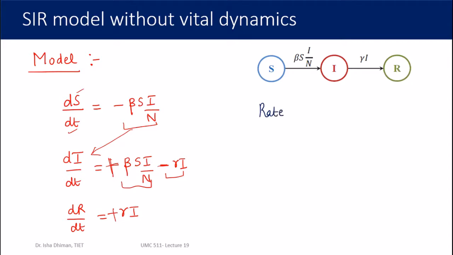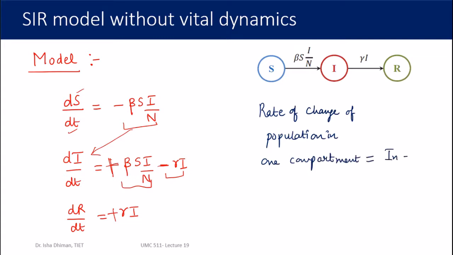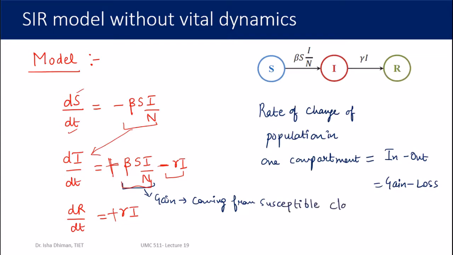This model has now this information that the left hand side is denoting the rate of change of population in one compartment or one category, you can say. So it's generally given by in minus out or gain minus loss. So this is something I've just explained to you. The positive term is always the gain term. So they are coming from another category, like here this is coming from the susceptible class, while the negative term is the loss term. So that's going to some other compartment.